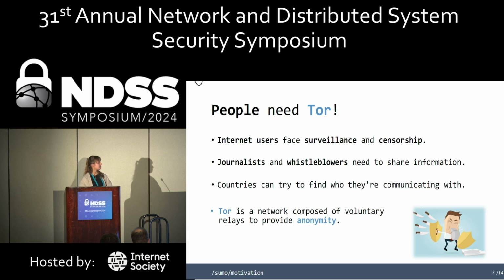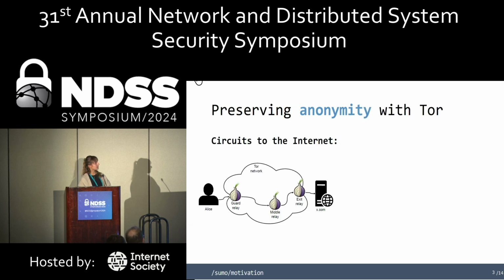Tor is a system that is designed to provide internet users with anonymity, and for this it is a network composed of voluntary relays. How Tor works is it tunnels communications through three relays, a guard, a middle, and an exit relay. This way, no single relay knows both the sender and the receiver of the communications. So this provides client-side anonymity.